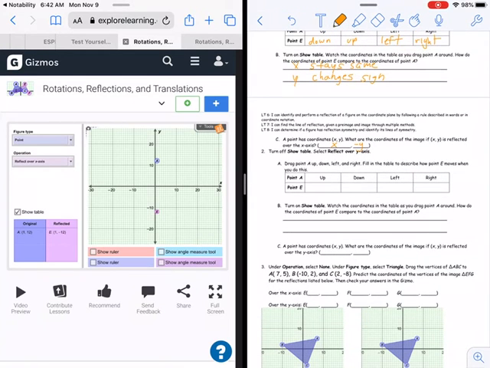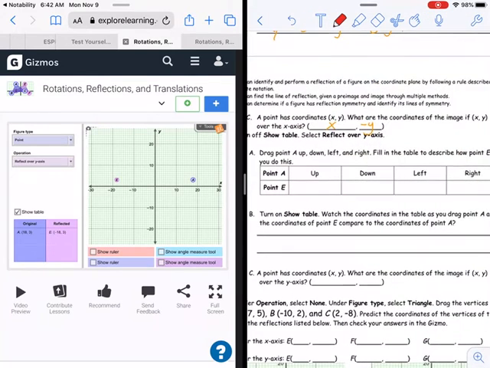All right, now we're going to select reflect over the y-axis. This is interesting. When I go up, so does E. When I go down, so does E. When I go left, now E goes right. When I go right, now E goes left. All right, interesting. So up, up, down, down, left, right, right, left.